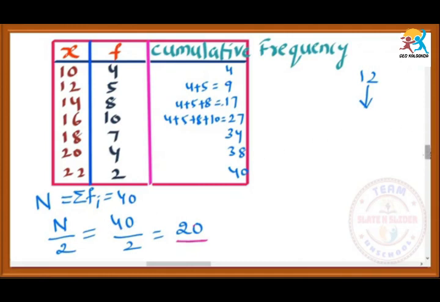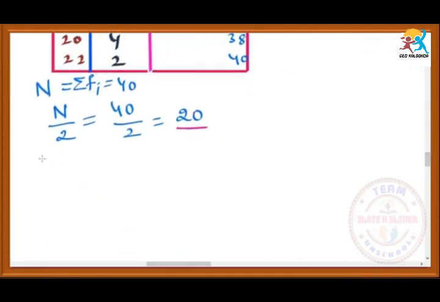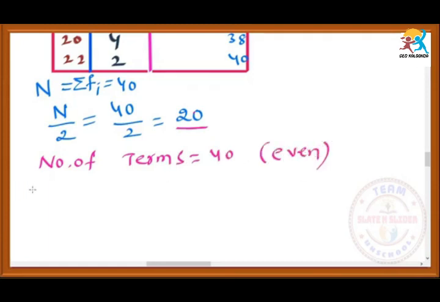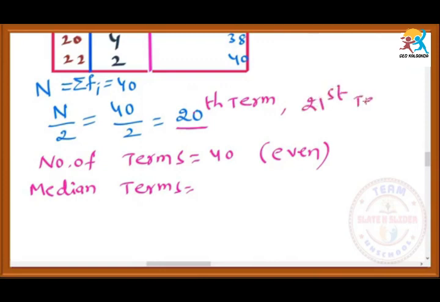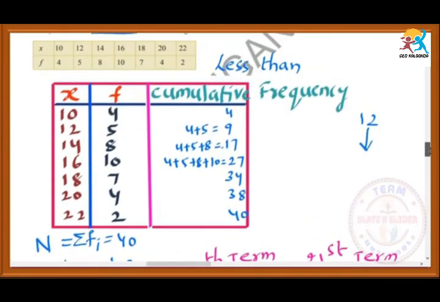Here, what is this 40? 40 is an even number. So if the number of terms is equal to 40, that means even, so there will be 2 median terms. For the median terms, we have to make this 40 half, that is 40 by 2, that is the 20th term, and its next term, that is the 21st term. Just check this 20th term and 21st term.